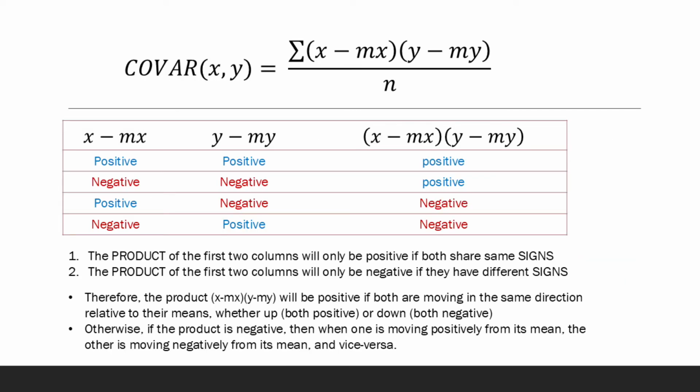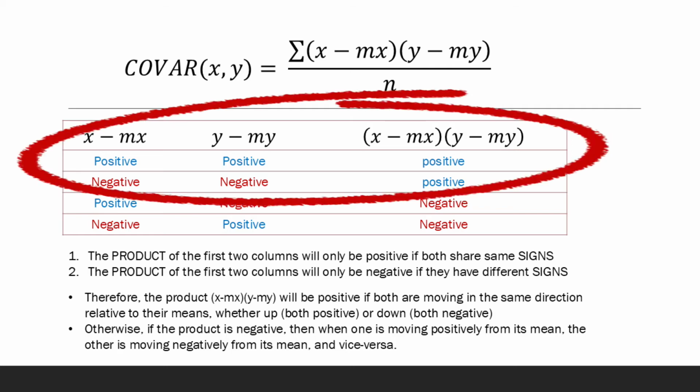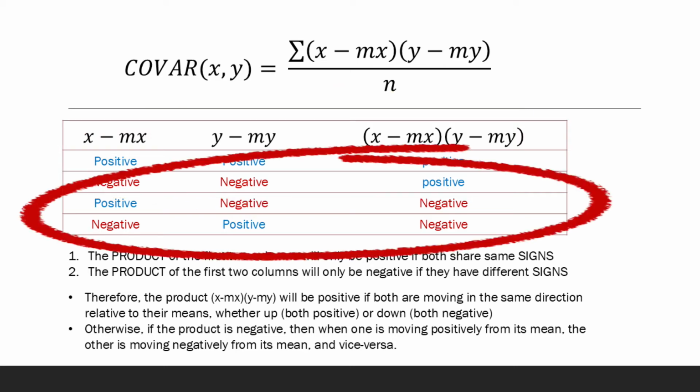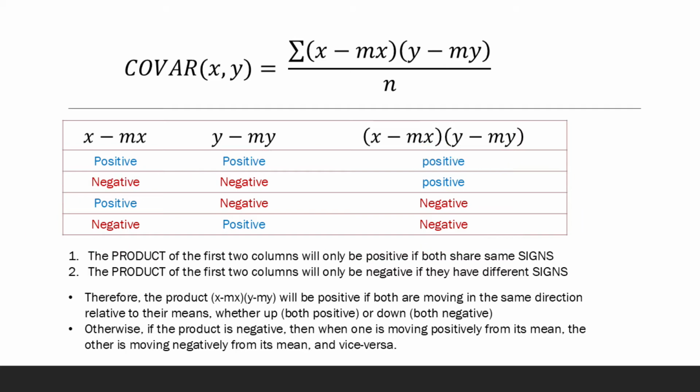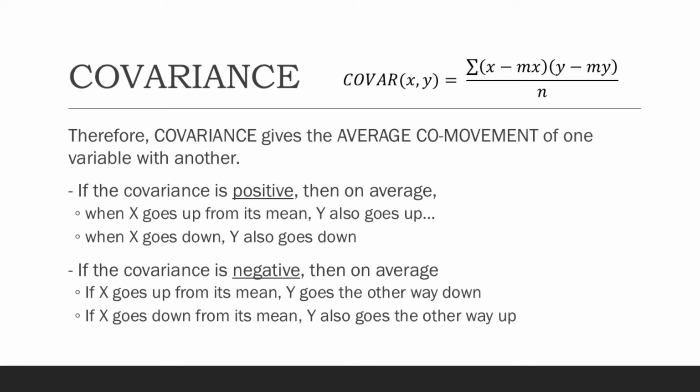So the product will only be positive if both factors are positive or both factors are negative, meaning positive times positive should be positive and negative times negative is still positive. It's going to be negative if at least one factor is positive and the other has a different sign. Therefore, covariance gives the average co-movement of one variable with another variable.